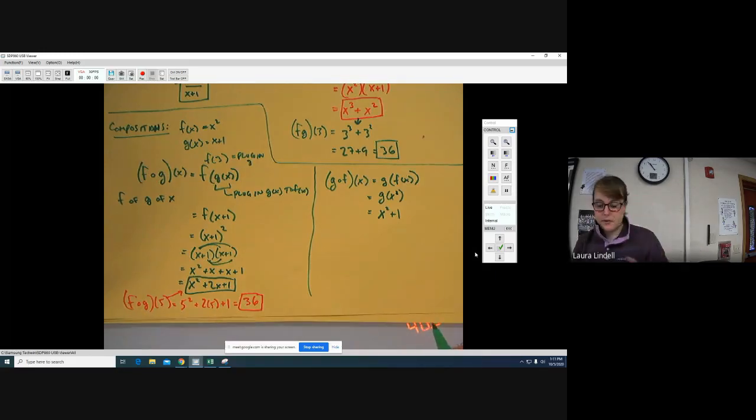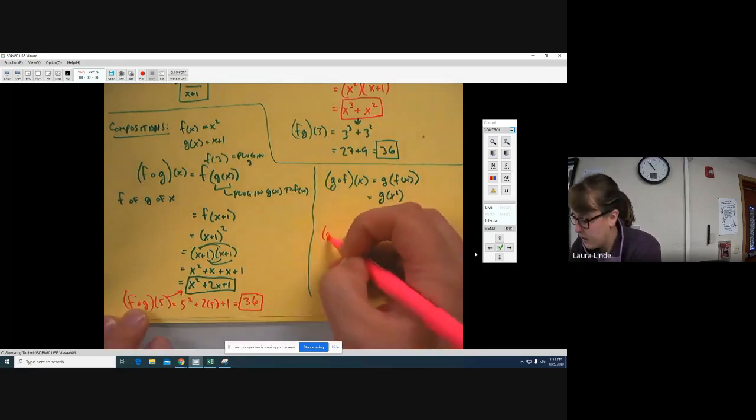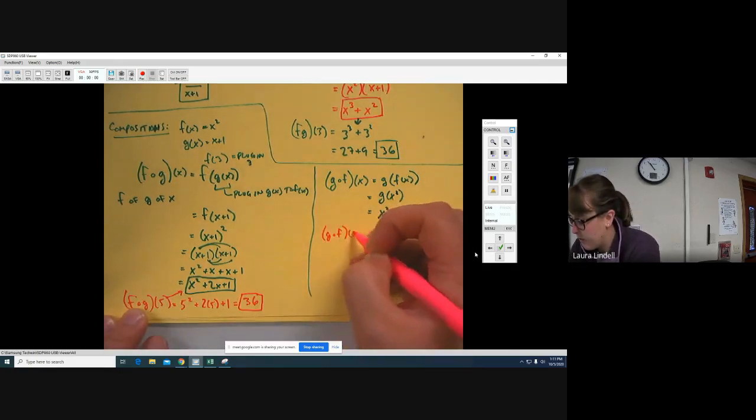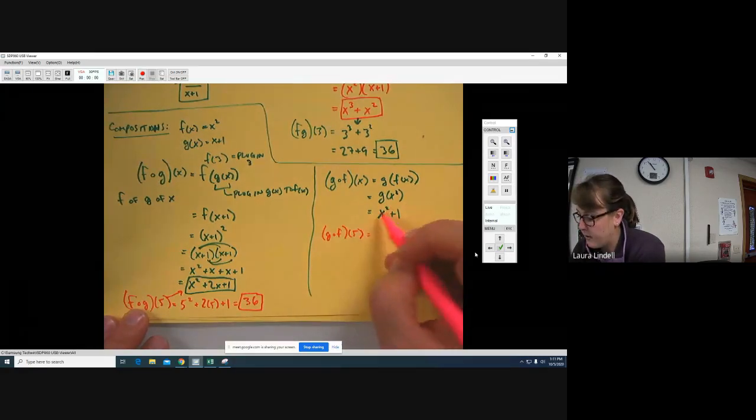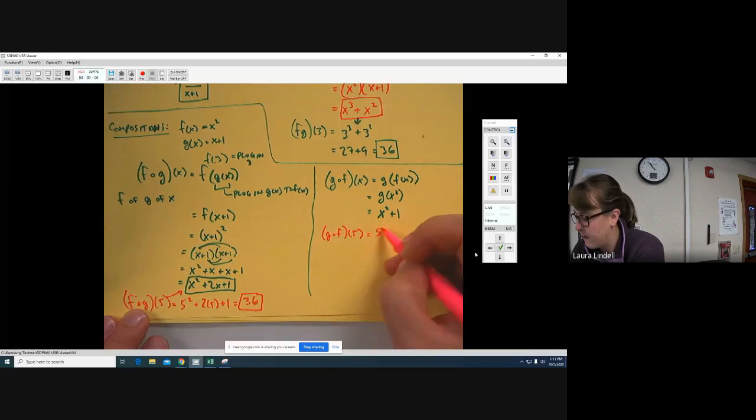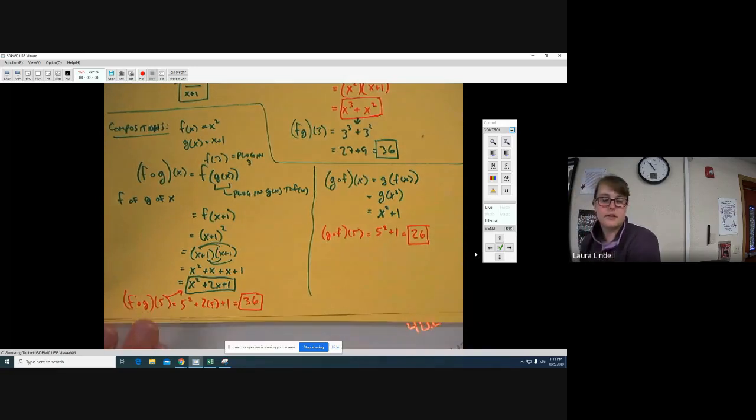So then we could be asked for a similar thing here, g of f of 5. And that would just mean that I plug in 5 to this x squared plus 1. So we get 5 squared plus 1, which is 26. Okay. So that's the basics of compositions.